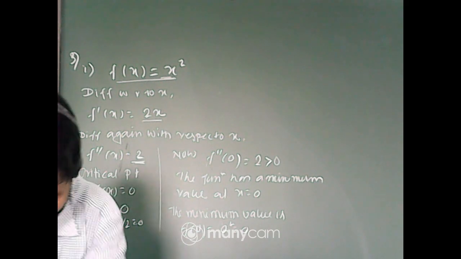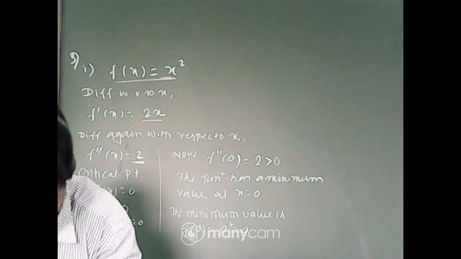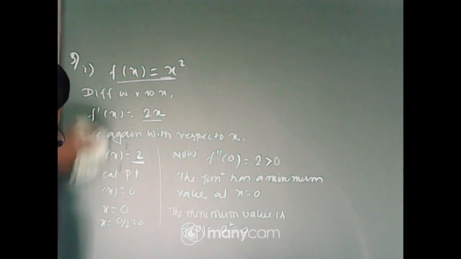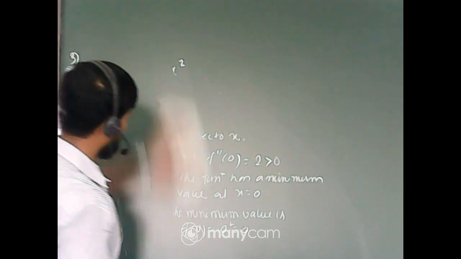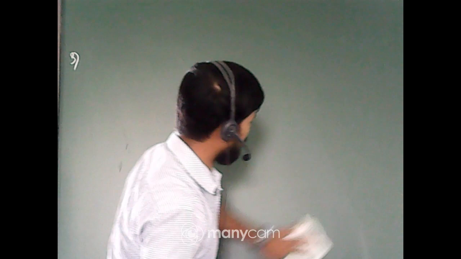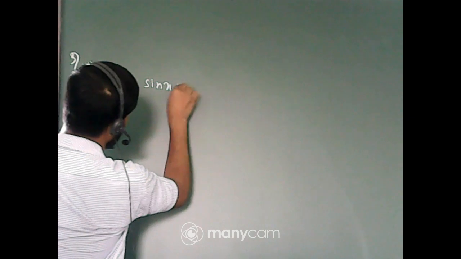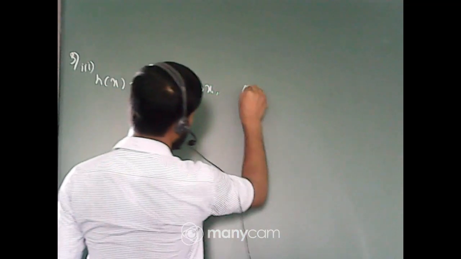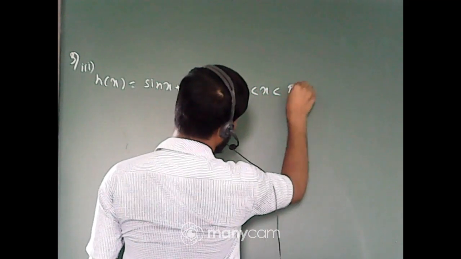Yes. Okay, so I am skipping one more question, number 2, and we'll solve question number 3. The next question is: h of x is equal to sin x plus cos x, and one restriction is given here: 0 less than or equal to x less than pi by 2.